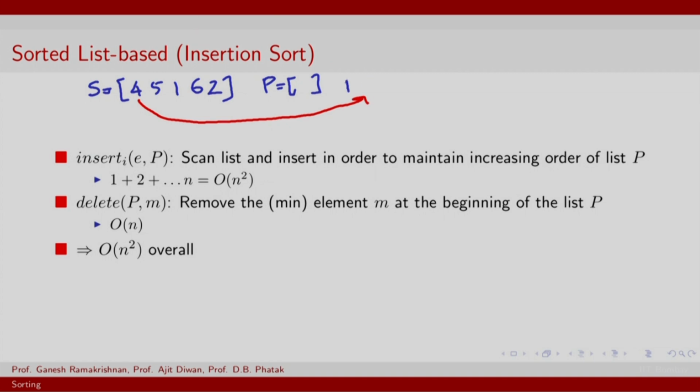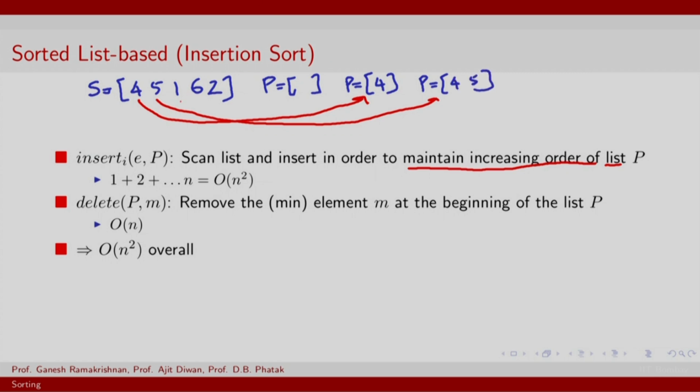So this makes P 4. When you add the next element 5, you ensure that P has an increasing order of elements. Which means you are going to append 5 to the list, you will get P equals 4 and then 5, and then for the next element obviously you will need to prepend P with 1, that is 1, 4, 5 and so on.